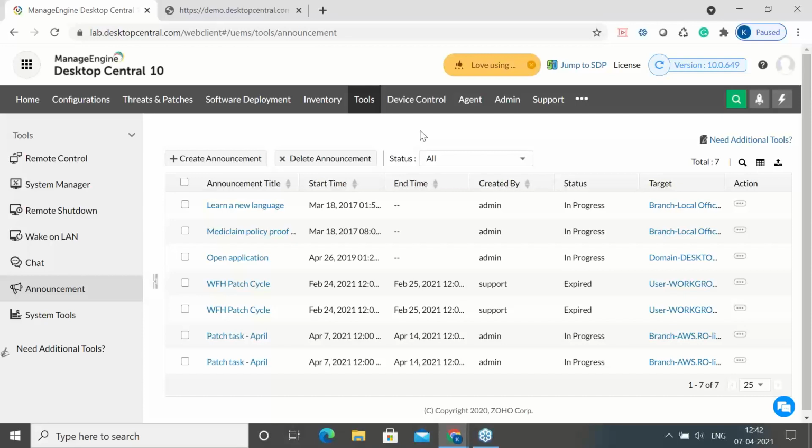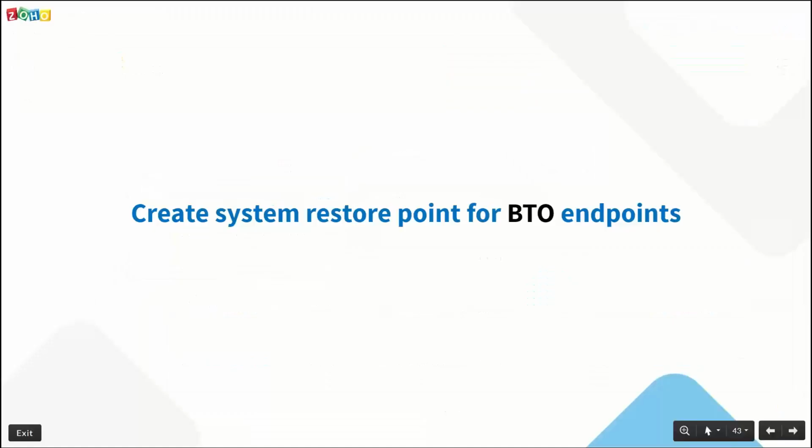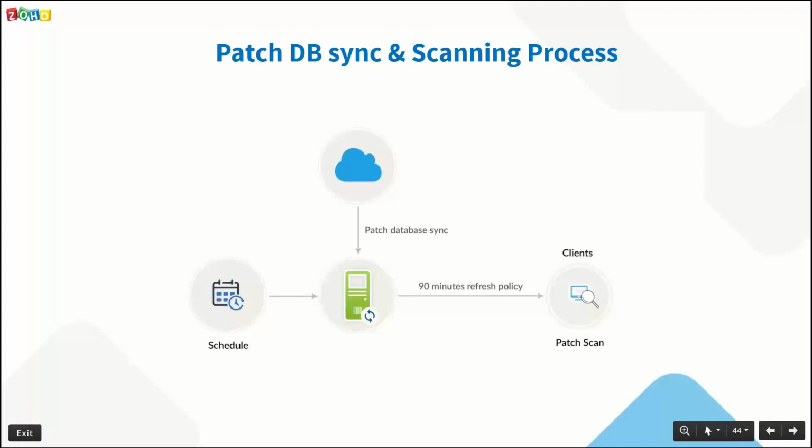Now that we've done that, let's go back to our presentation and check out our next point. So before we move on to creating patch tasks for our work from home or back to office machine, there are a few things that we need to check out and configure for patch tasks to happen seamlessly. So the first one is configuring your proxy settings, and the second one is to configure your patch database settings. So I'm going to take you to the console now to show you how to configure your proxy settings and your patch database settings.